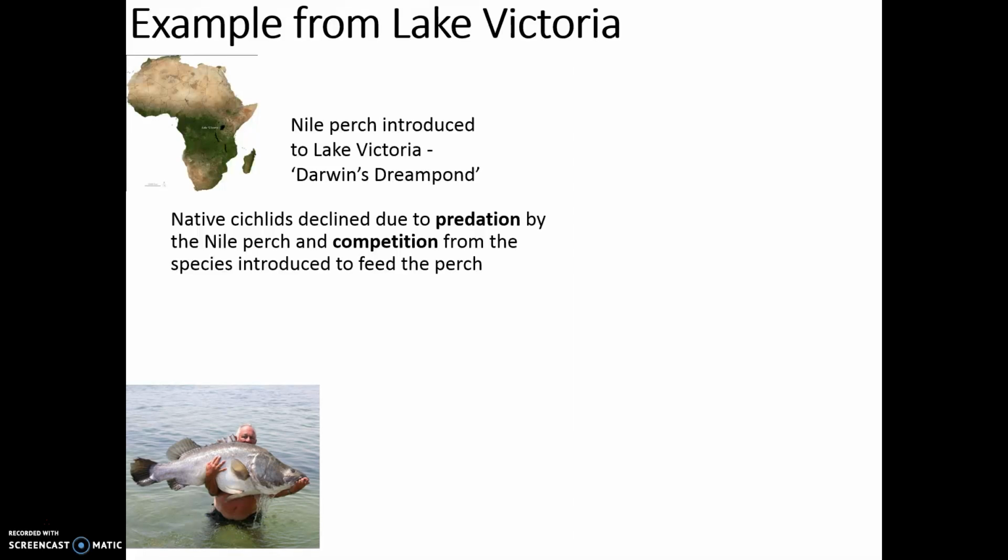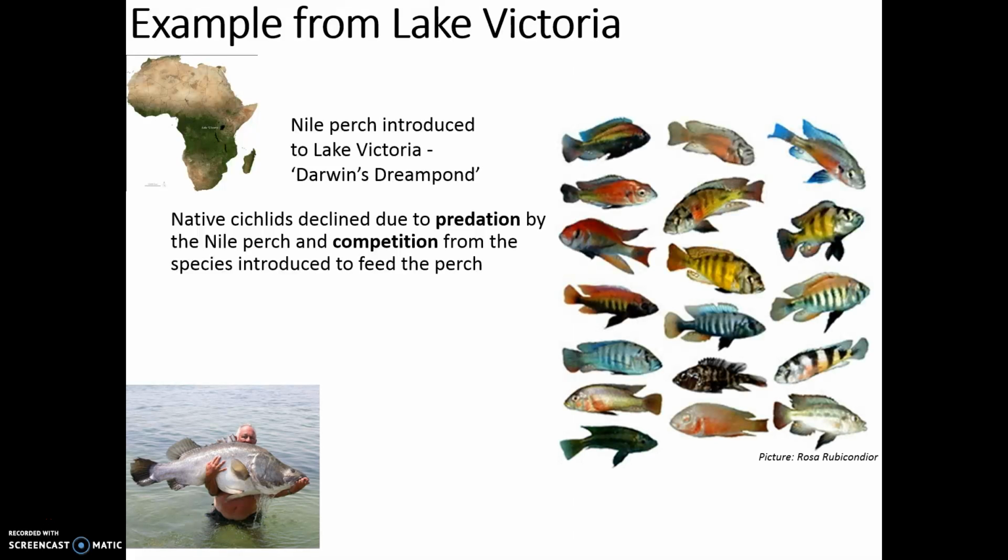However, Lake Victoria was full of these beautiful native cichlid fish. But as soon as the Nile perch was introduced, they began to decline because they were being predated upon by the Nile perch, but also competing with other species that were introduced to feed the perch. These are just some of the beautiful different colours and patterns of the Lake Victoria cichlids.